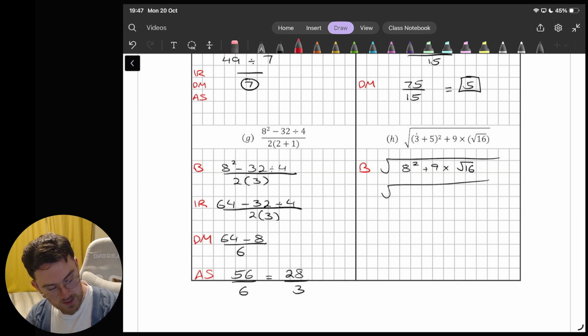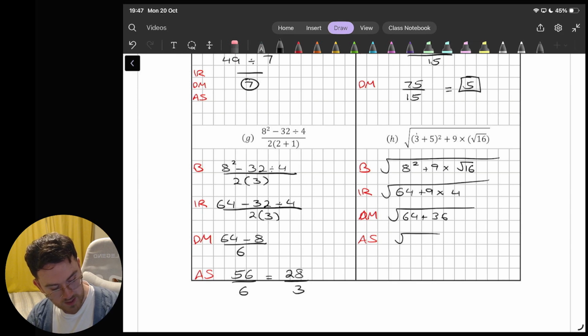Next is always our indices and roots, so let's do that. So do we have any powers? We do. 8 squared is 64. Do I have any square roots? I do, which is 4. Do I have any addition or division or multiplication? I do indeed. So let's look at that next. 64 plus 9 times 4, which is 36. Do I have any addition or subtraction? I do, of course. I can add my two numbers to get 100, and now I can do the square root, which gives me an answer of 10.